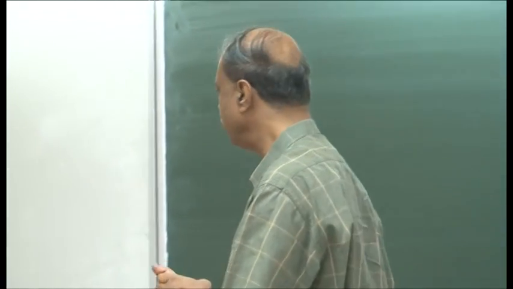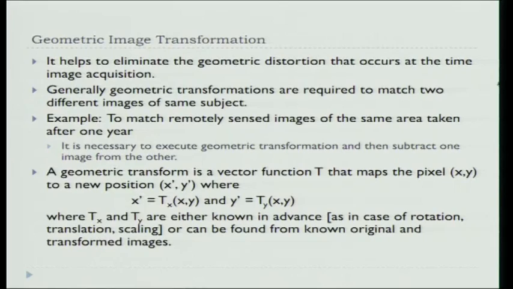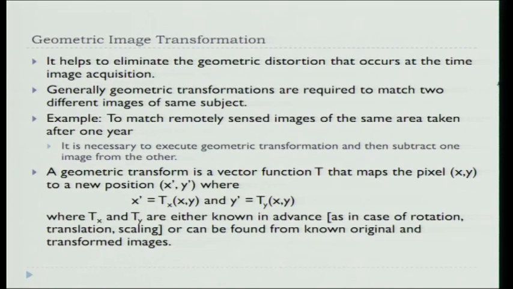In the last class we were discussing geometric image transformation. I will first briefly go over the last class, so that you can recollect what I was discussing: geometric image transformation is required because of certain distortion you will find in your image. Now, distortion may occur due to several reasons.